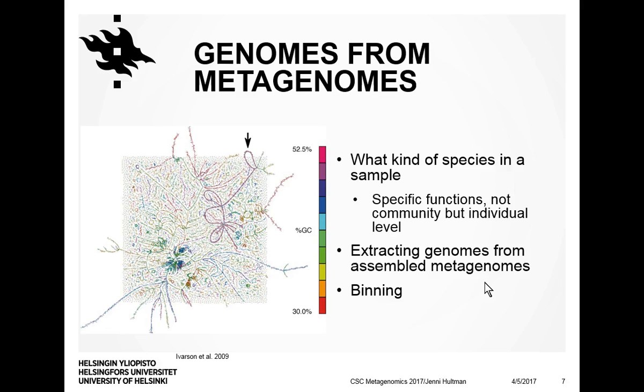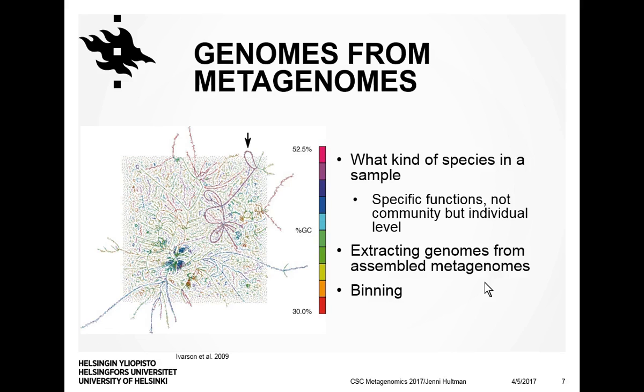When you try to get genomes out of your metagenomes, you get information on what kind of species there are in your sample and what kind of functions those individual species have. Because when you're looking at the whole metagenome, you're looking at the functions that are hosted in the metagenome, but not in the individuals inside the metagenome. You can then extract the genomes from the assembled metagenomes with tools called binning. And when I talk about bins, I mean the draft genomes that you have extracted from the metagenomes.